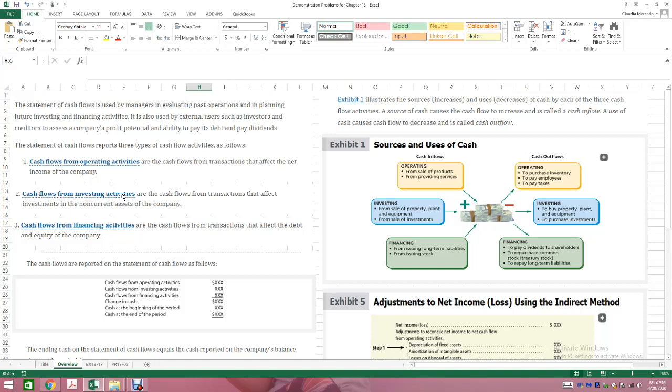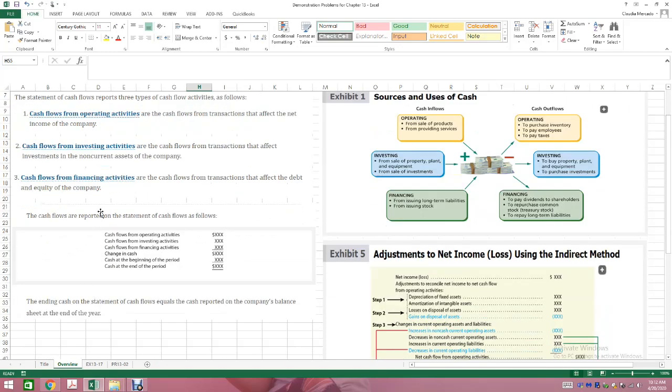The cash flows from investing activities are cash flows from transactions that affect investments and non-current assets of the company. And then last but not least, we have cash flows from financing activities. And these are cash flows from transactions that affect the debt and equity of the company, okay?